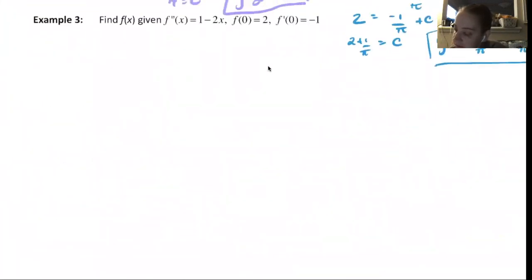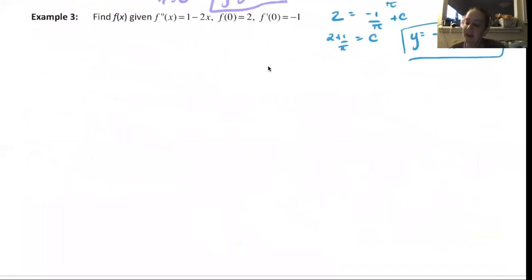Now, let's see, we got lots of space here. Example 3, find f of x given f double prime of x is equal to 1 minus 2x, f of 0 equals 2, and f prime of 0 equals negative 1. I have seen problems like this, unreleased AP problems are very, very similar to this. So the second derivative is 1 minus 2x. So what happens if we integrate both sides?